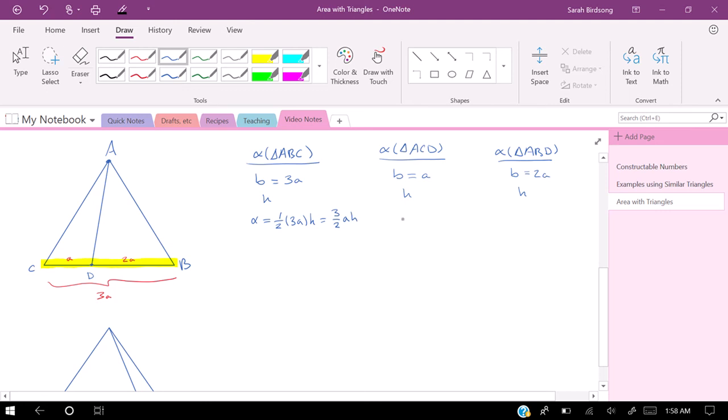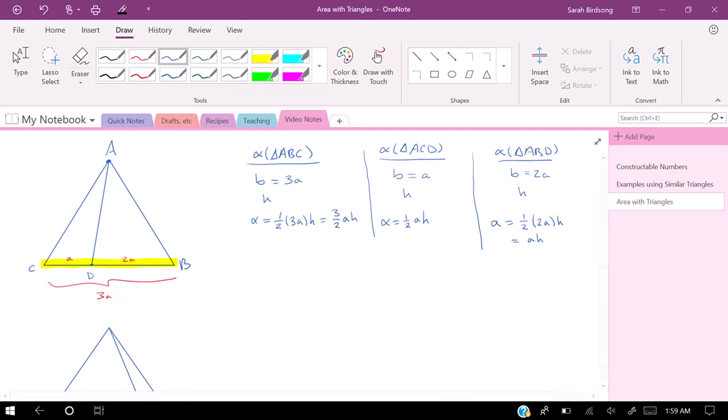Now, we can also go ahead and calculate the area of the triangle ACD. So this is the triangle that is on the left. This area would be 1/2 base, which is A, times the height, which is h. And if we then go ahead and finish off to find the area of the last triangle, the triangle ABD, the triangle on the right, we'll have 1/2 base, which is 2A, times height. This one simplifies to simply AH.